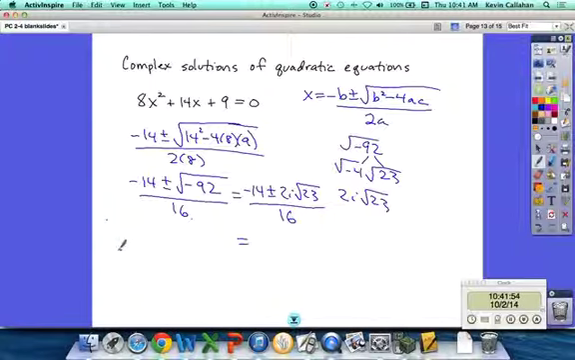Okay. And then any more simplifying you could do? I mean, again, looking at these numbers, not any number in the radical, that would not count. But 2, 14, 16 are all divisible by 2. So you should factor out a 2. Negative 7 plus or minus i times the square root of 23, divided by 8.